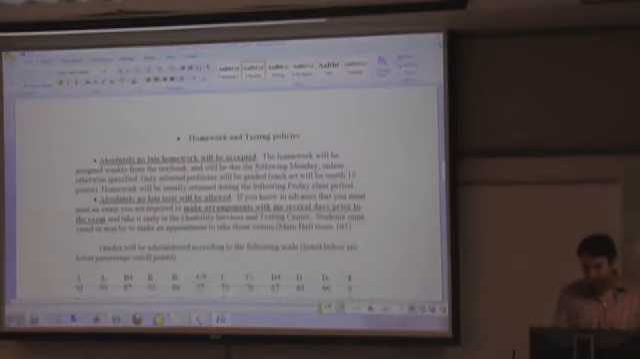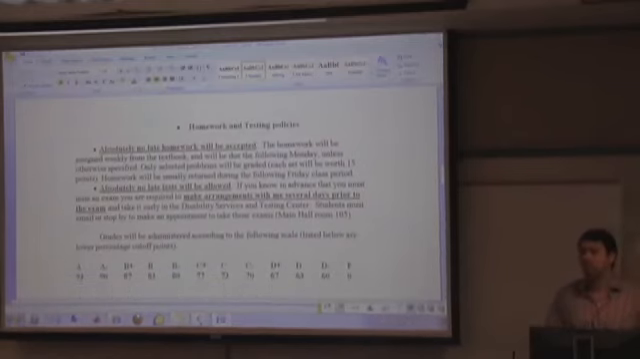Homework is going to be due at the beginning of the class. There will be no late homework accepted. We're going to drop the 2 lowest homework sets. And so basically that's one of the reasons why we don't take any late homework, because you can actually drop the 2 lowest homework sets.